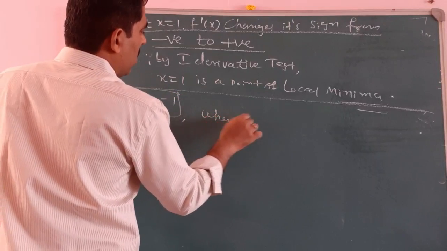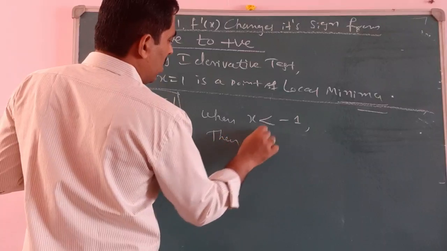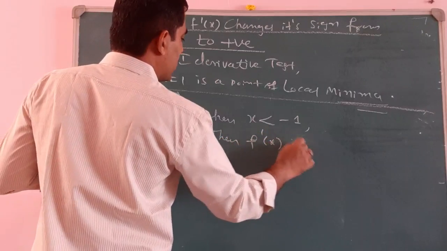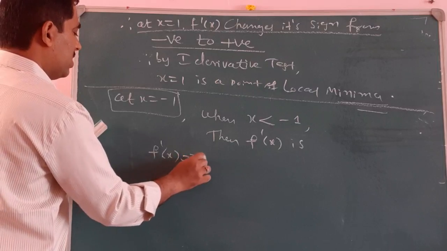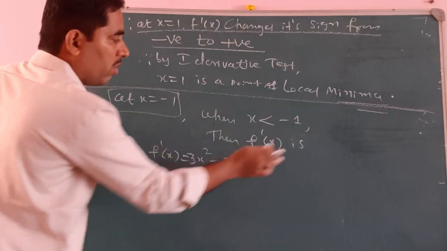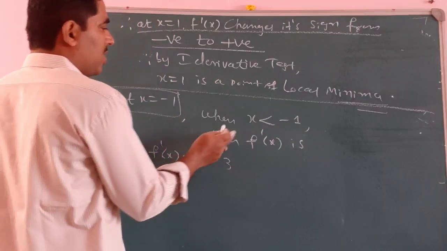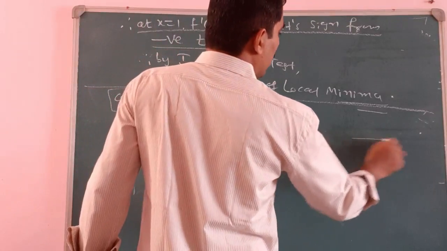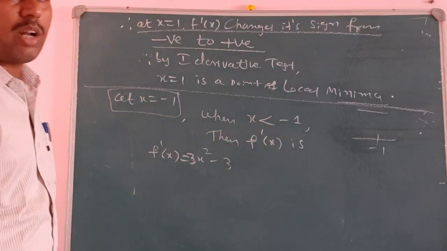So when x is slightly less than -1, what happens then? That is rough work. What is our derivative? That is 3x square minus 3. We have to do all this rough work; here we have to only write the sign. See what happens to the left of -1. Left of -1 means I have to move slightly left of -1.